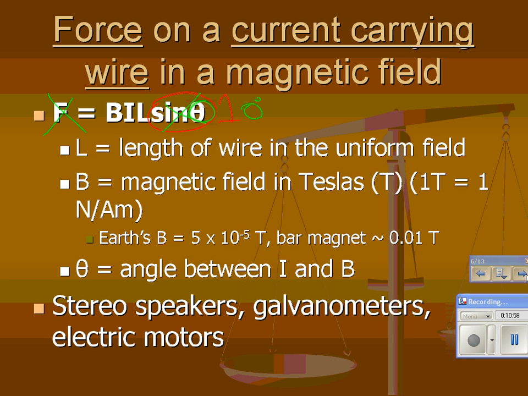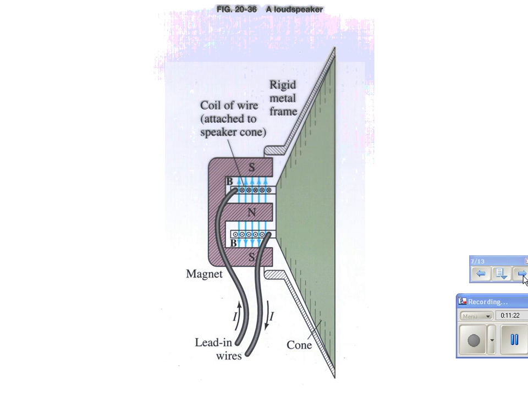The fact that a current carrying wire feels a force when it's in a magnetic field has allowed us to create electric motors. So if you drive a Prius, if you use a blender, if you've ever used a vacuum cleaner, any device that has an electric motor works because of the fact that a current carrying wire in a magnetic field feels a force. But let's go back to music for a second. If you listen to music, this is how we create sound.